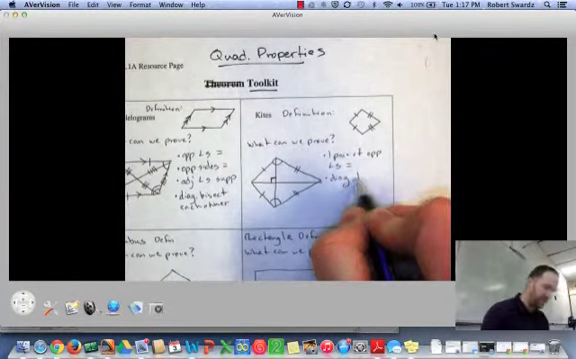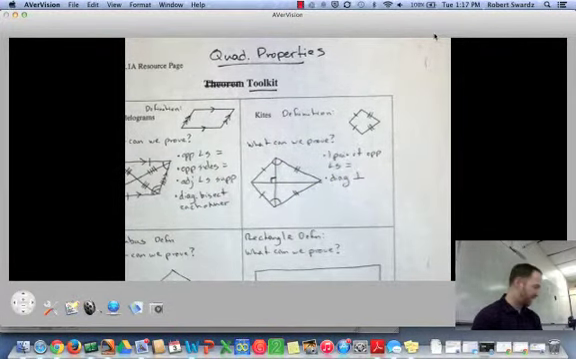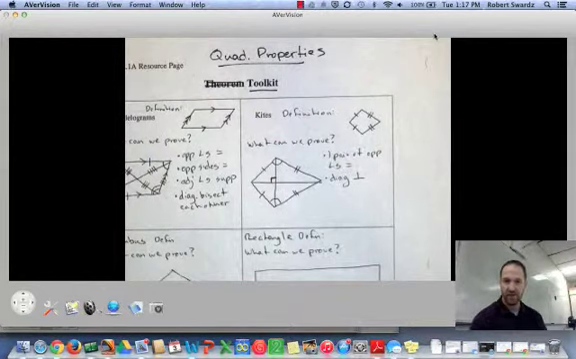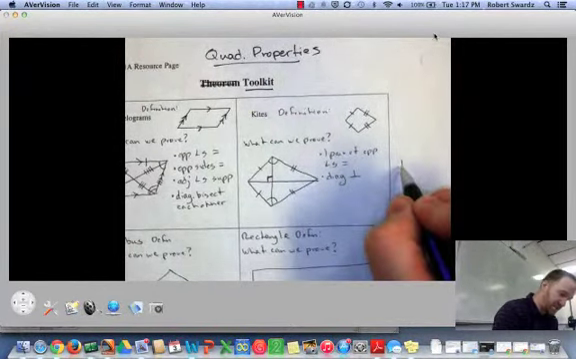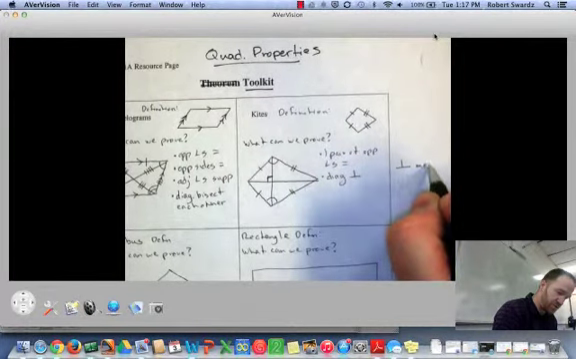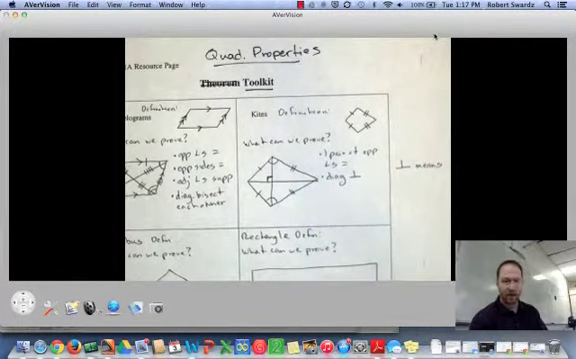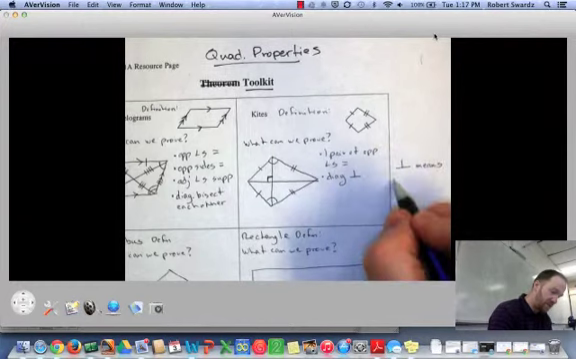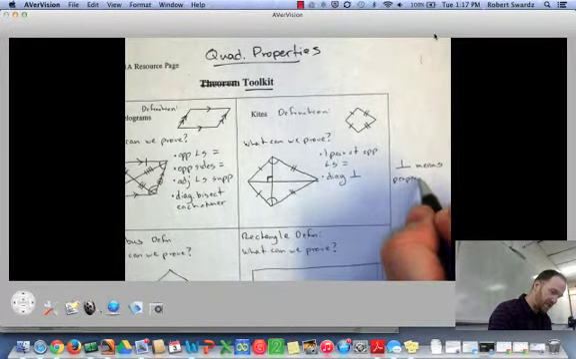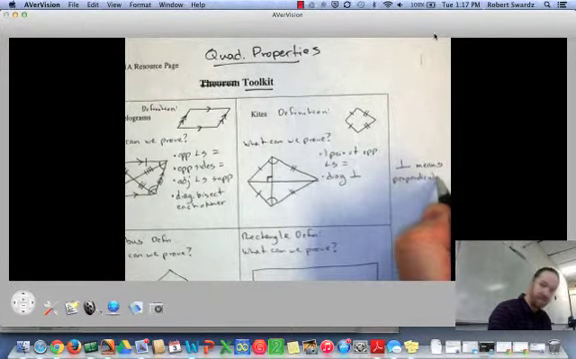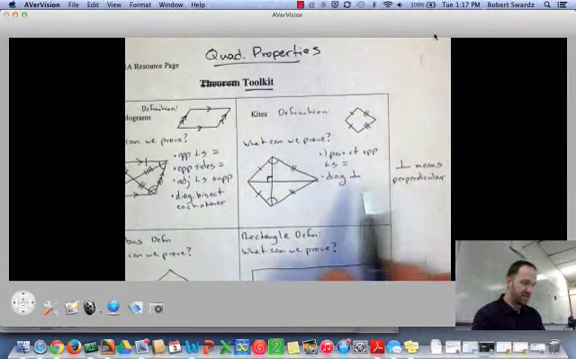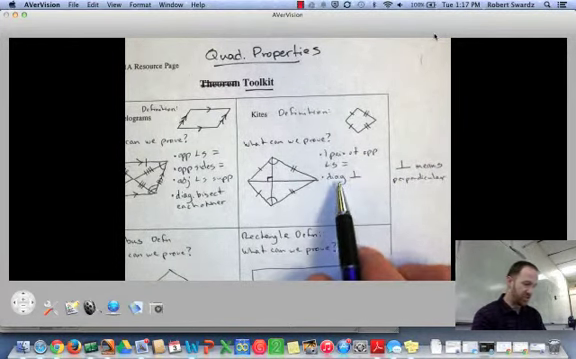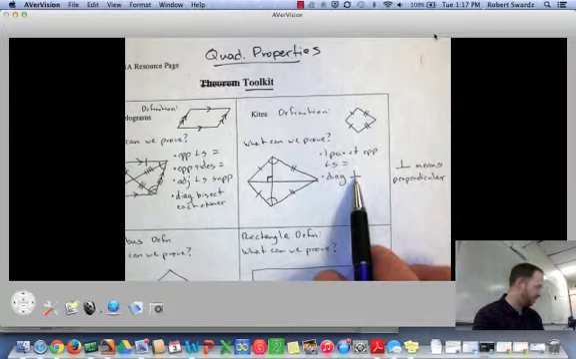Now, I don't want to write out the word perpendicular every time I have to refer to that concept. So in geometry, we often have shortcuts for writing things. And this upside down T means perpendicular. So every time you see that upside down T, it means perpendicular. So this just means the diagonals are perpendicular.